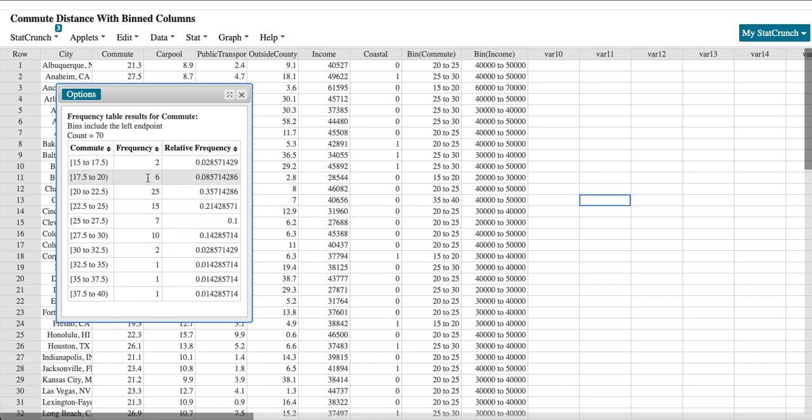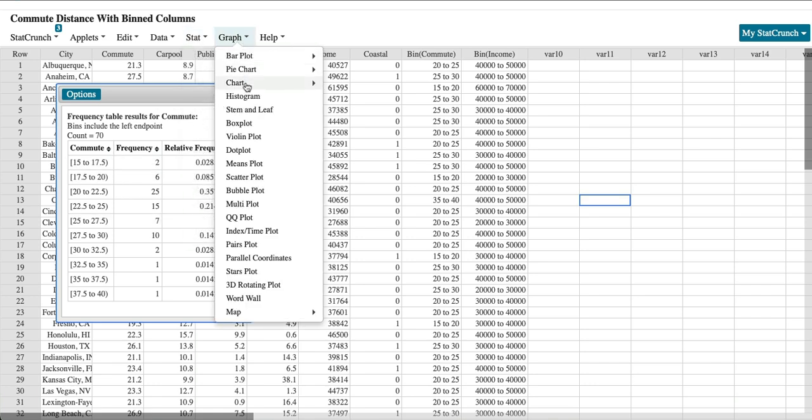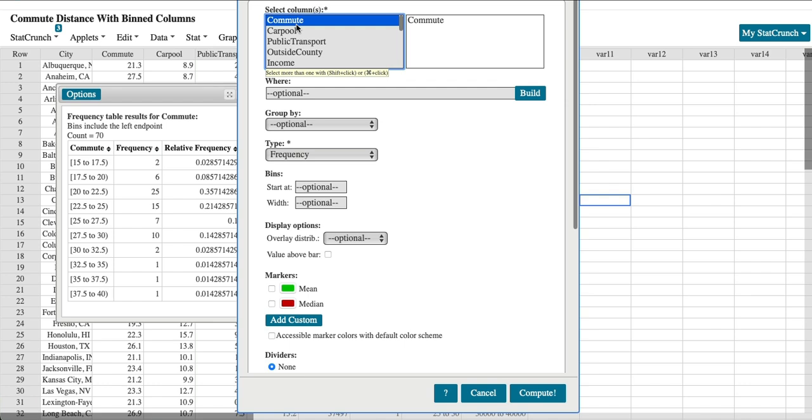The frequencies are the counts. So there were 2 cities that had an average commute time of between 15 to 17.5, not including. So only 2 of them. There were 6 cities in the second category, and then there were 25 cities in the third category here, and then 15 on down. So the frequencies are going to give us the heights of our rectangles when we make our histogram. So I want to show you right next to this what the histogram looks like. Again, we're going to choose commute times, and it is a frequency histogram. We're going to include the value above each bar. I want you to actually see what those frequencies look like.